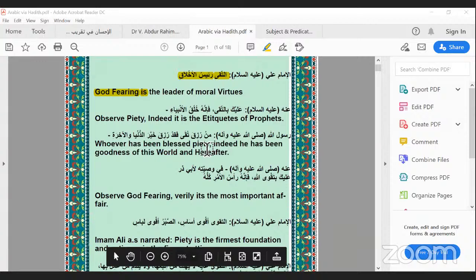Ruziqa. Man ruziqa tuqan. Tuqan is piety. So man ruziqa tuqan means whoever has been blessed with piety. Fa means so. Qad means indeed. Faqad means indeed. Ruziqa, he has been blessed with what? Khayra dunya. Khayra dunya is mudaf, ad-dunya is mudaf ilayh, and khayra is the object of ruziqa. You may remember I said that the object of a verb gets a fatha. Do you remember that? So that's the reason we are not reading khayru, we're reading khayra. Khayrad dunya wal akhirati.